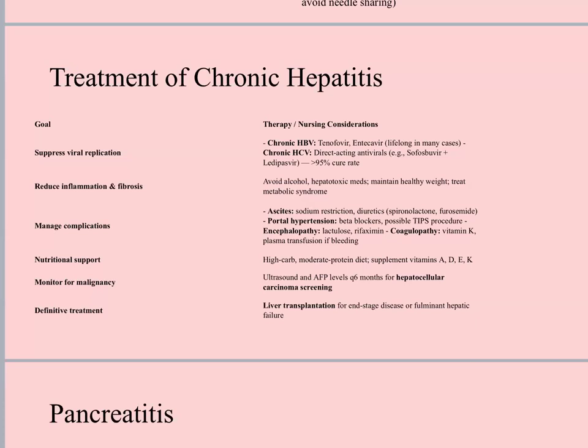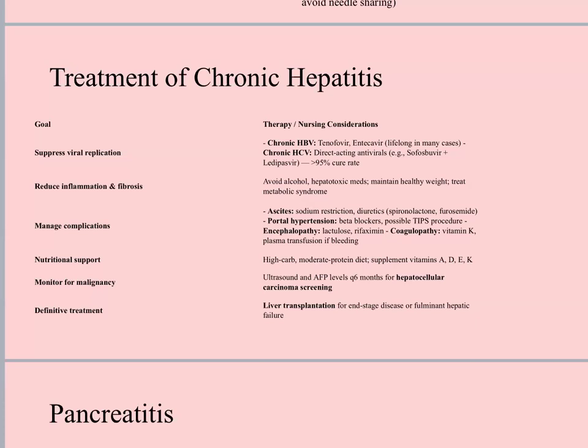For somebody with ascites, they would have a sodium restriction and perhaps a diuretic. When it's really out of hand, they will do something called a paracentesis, where they actually put a big needle into somebody's abdomen and they drain that fluid off into bottles. And that's just kind of like a temporary comfort thing because it'll usually fill right back up again.